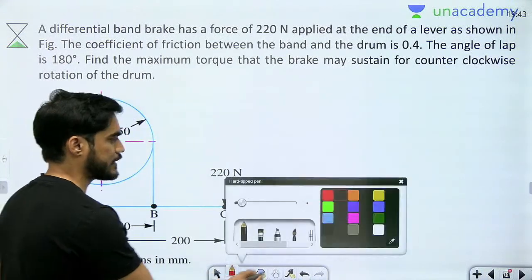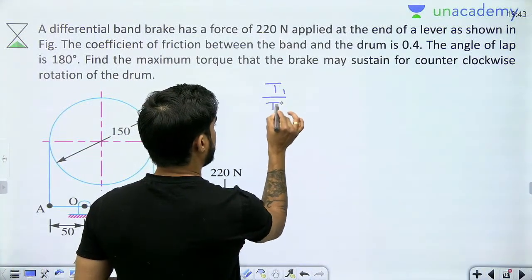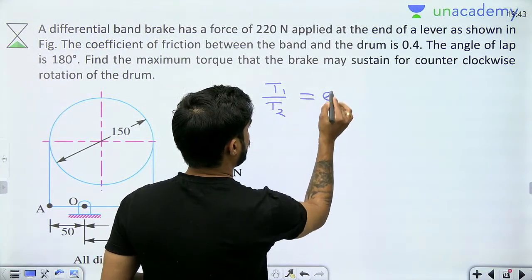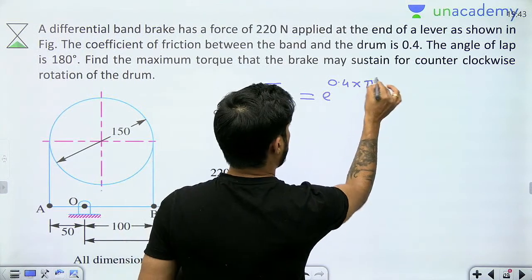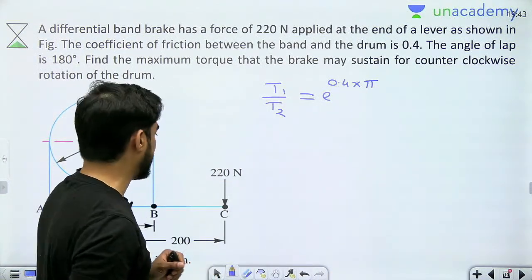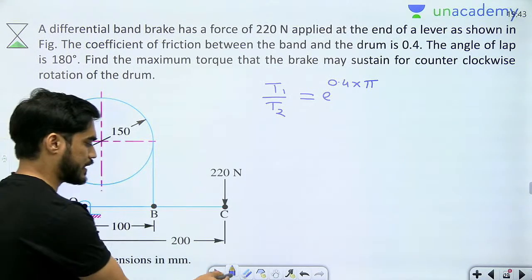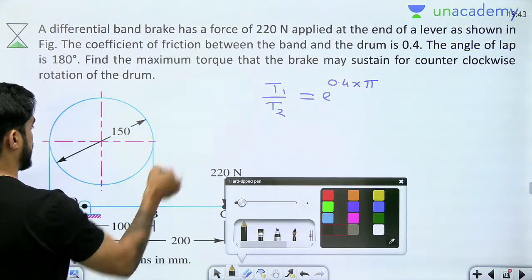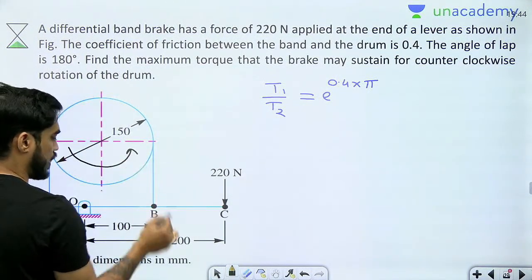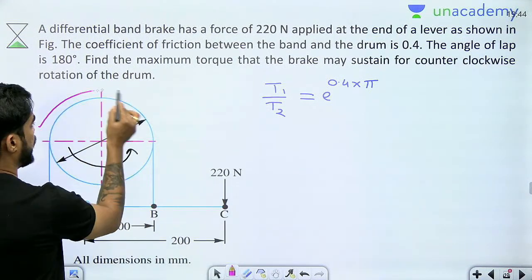The first equation is T1 by T2 equals e to the power mu theta. What is mu? 0.4. What is theta? Pi. So this is the first relation. The second relation we will get by taking moment at the hinge. Now this is counterclockwise, that is anti-clockwise rotation. So if it is rotating anti-clockwise, then the braking torque will be clockwise.